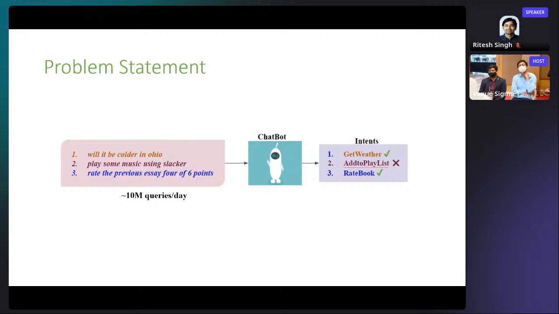So for example, at time t, "Will it be colder in Ohio?" or "Rate the previous essay 4 of 6 points." These two intents are known to the chatbot system. The first one is get weather and the second one is rate book. But it cannot handle "Play some music using Slacker," which is the add to playlist intent category. So that in the next cycle t plus 1, it can detect "Play some music using Slacker" as an add to playlist intent category.